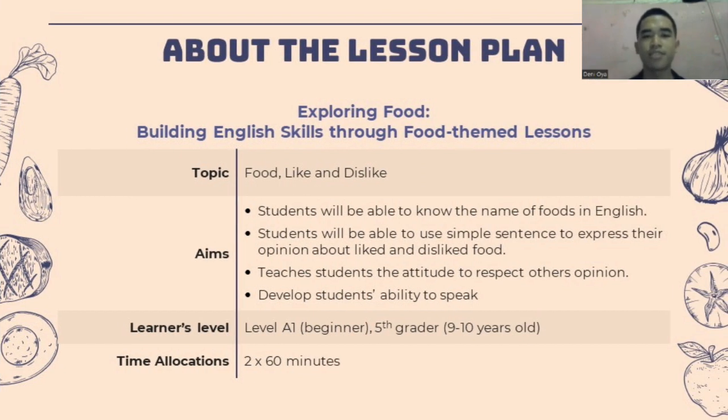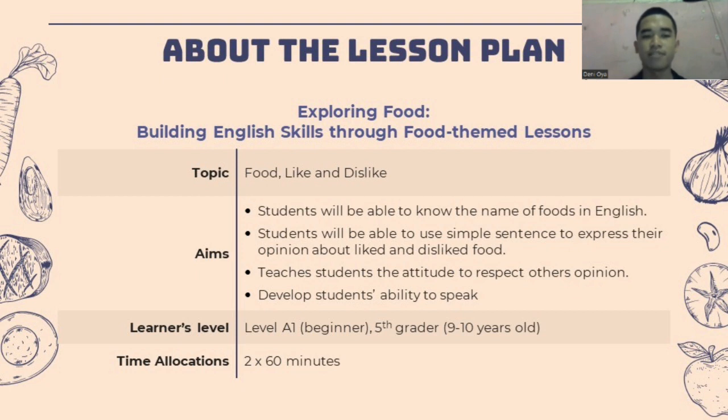So the title of this lesson plan is Exploring Food, Building English Skills Through Food Temp Lesson. The topic is food, like and dislike. The aim of this lesson plan is that at the end of the course, the student will be able to know the names of foods in English. Then the student will be able to use simple sentences to express their opinion about liked and disliked food. Another aim is to teach students the attitude to respect others' opinions and to develop students' ability to speak.